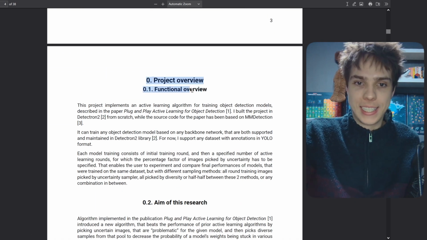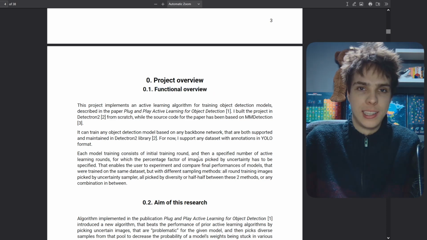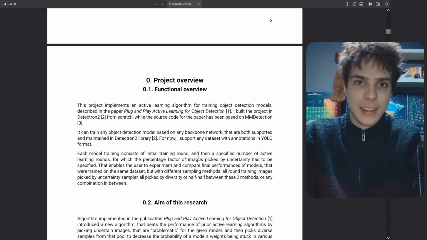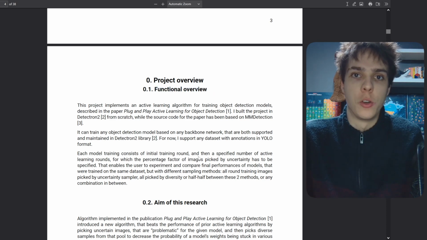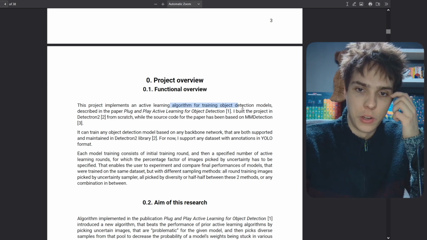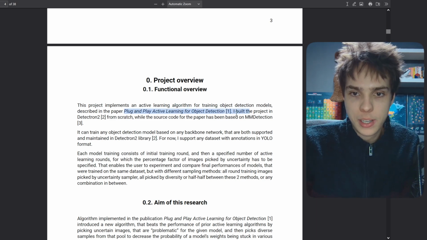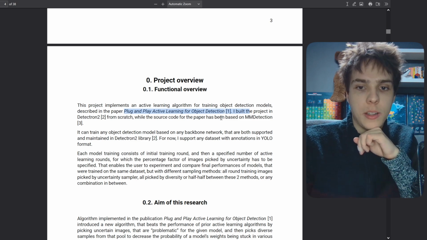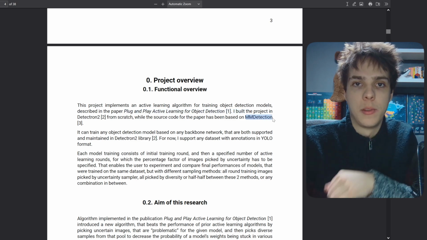What matters is the functional overview. This tells you what I actually made, so you know whether to keep reading, whether you're interested in what I actually made. So this project implements an active learning algorithm, of course, from the paper. I built the project in Detectron2 while they based their project on MMDetection.